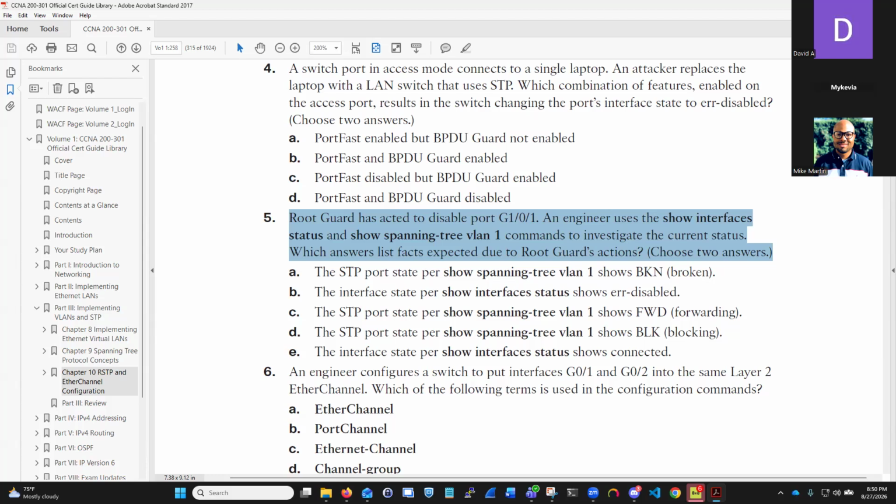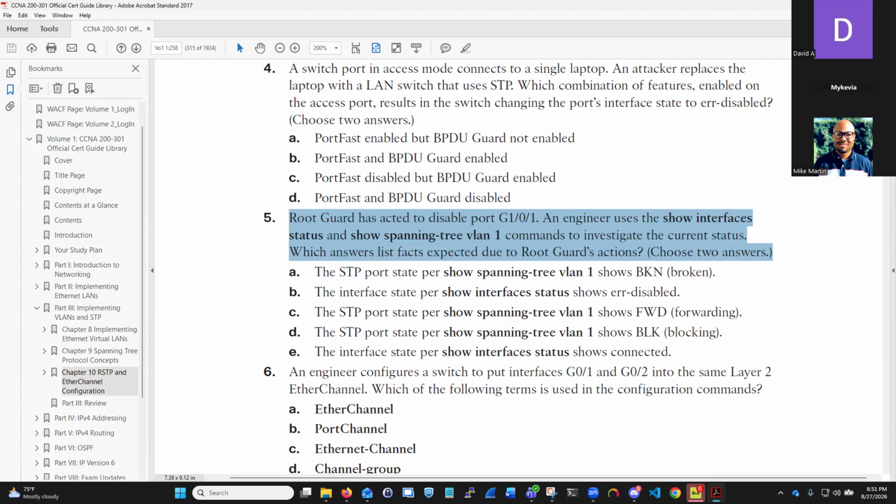So what would we see, right? First things first, what we're going to see is the spanning tree port state per show spanning tree VLAN 1, because that's one of the commands we're going to put in. It's going to show broken, because of the superior BPDU. In a normal state it's not blocking, it's broken. In a normal state, it's going to go ahead and immediately converge, right? Since we're setting up root guard, we're saying do not create a loop-free topology on this port. I'm going to set it to broken.